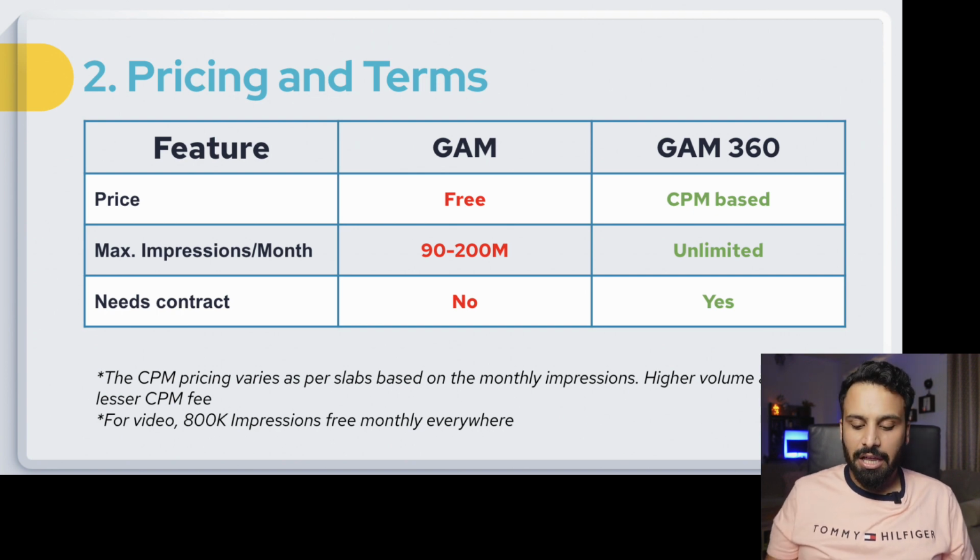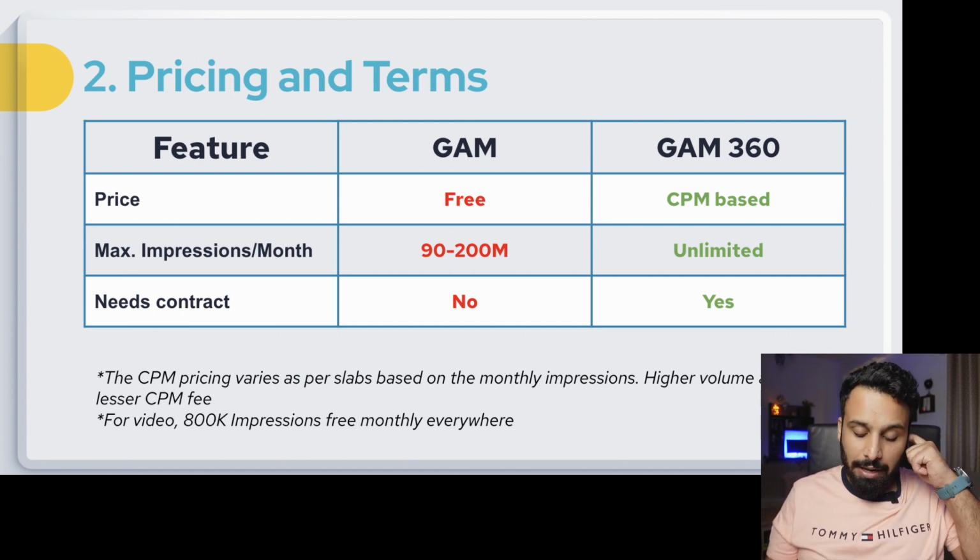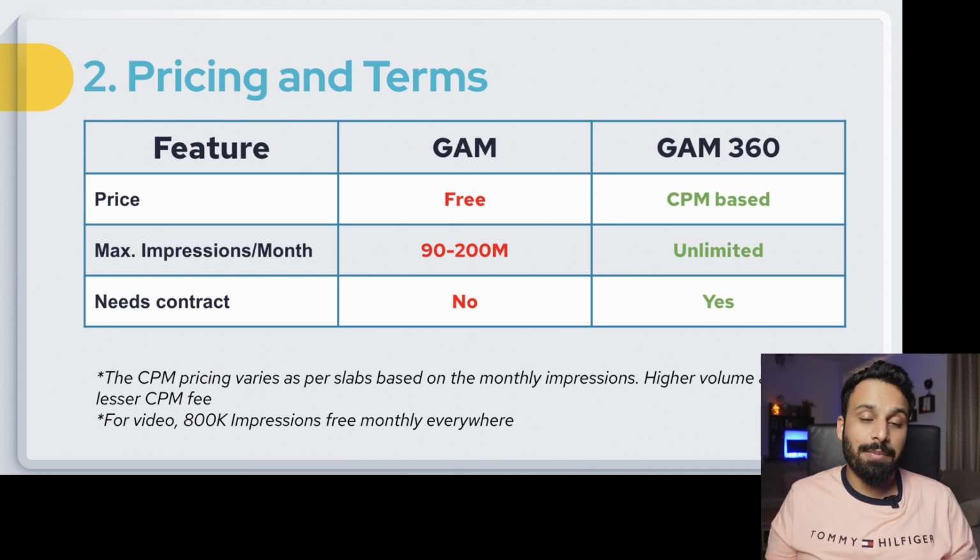Now, in terms of maximum impressions per month, we discussed that it's 90 to 200 million, depending on the country, for GAM. And with Google Ad Manager 360, you can serve unlimited impressions.